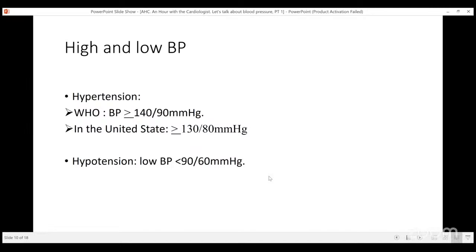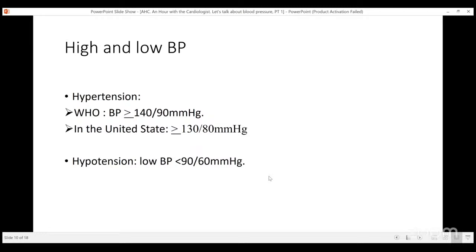So you ask some people, are you hypertensive? They say no. And then by the time you ask, does your blood pressure go up? They say yes. My blood pressure used to be high. I'm on medication. If your blood pressure used to be high, it means that you're hypertensive. It's the same thing. Elevated blood pressure is the same thing as hypertension.